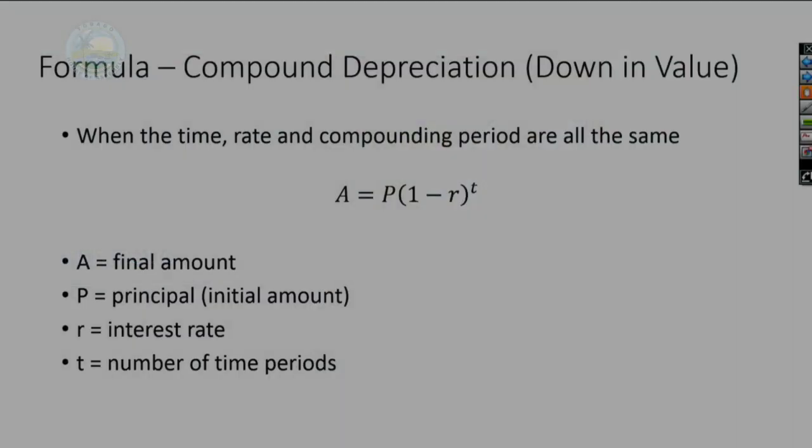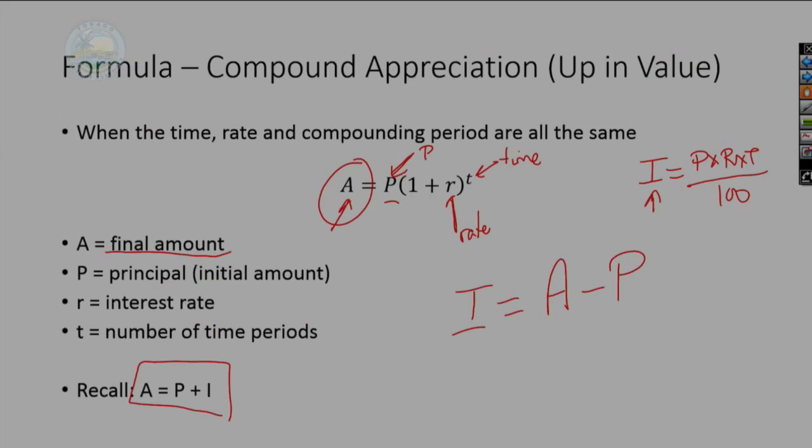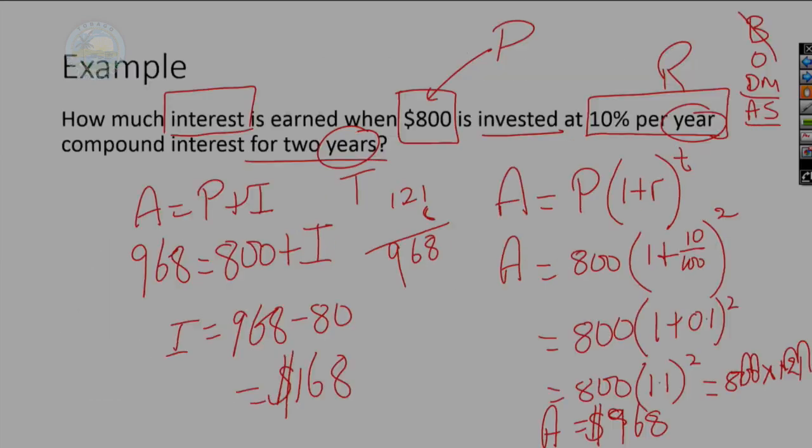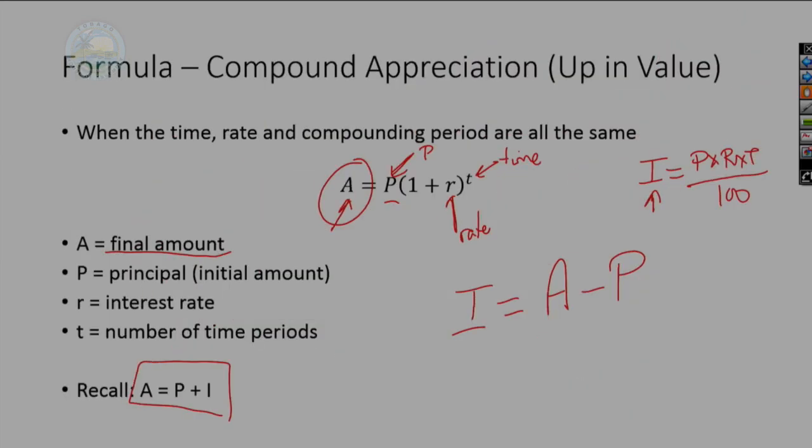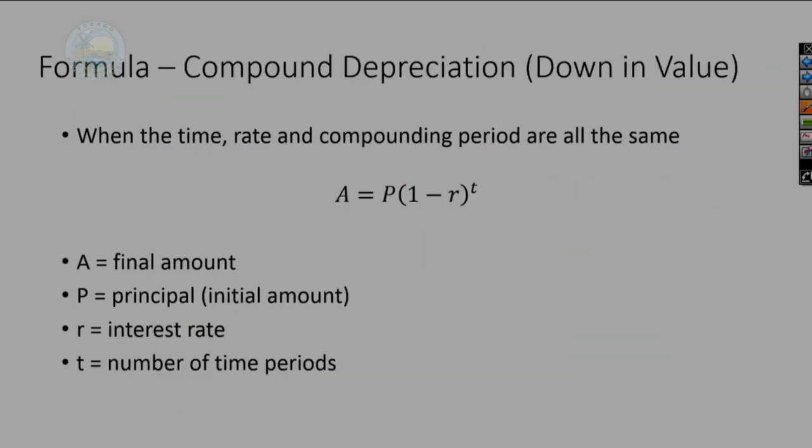Now, let's look at depreciation. Remember, appreciation is gaining value, depreciation is losing value. What is the big difference between appreciation and depreciation when it comes to the formula? It's a minus sign. Appreciation is P(1 + R)^T, and depreciation is P(1 - R)^T. Everything else means the same thing.